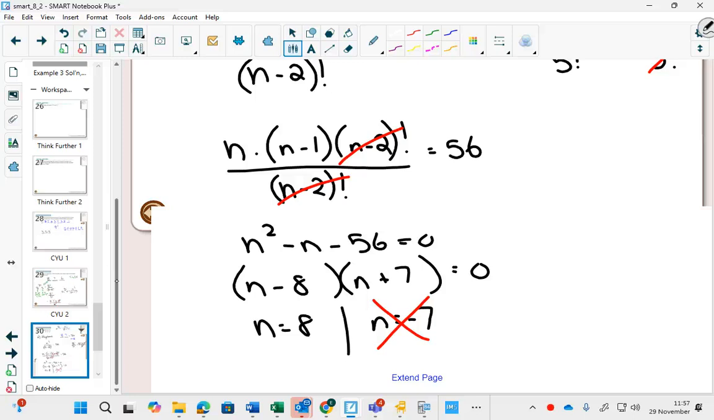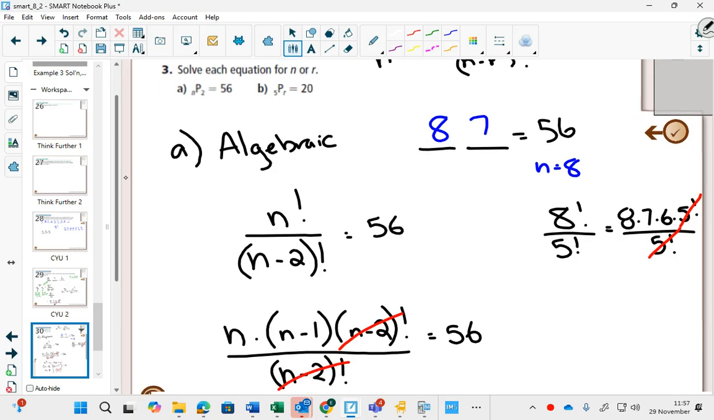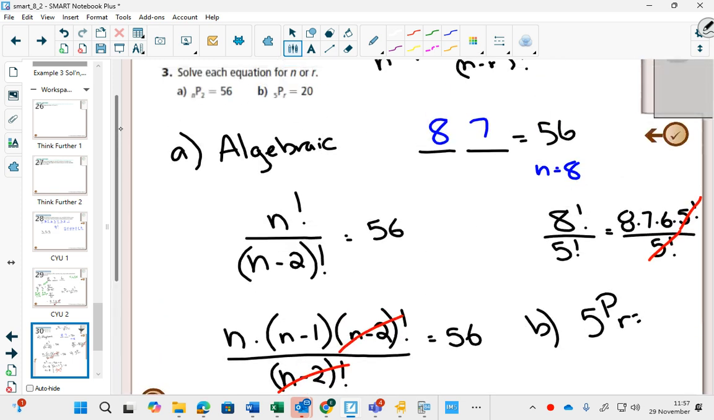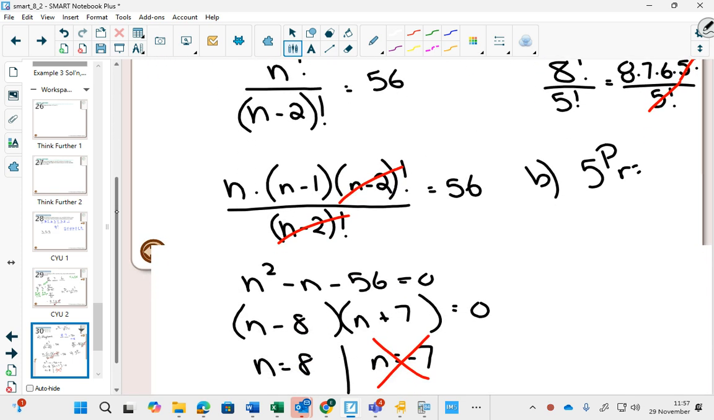But sometimes they'll just say, hey, you know what, actually what's better if we go to B? All right, B here, 5PR equals 20. This would be an example of one where they wouldn't get you to do it algebraically. If they didn't get you to do it algebraically, this is how I would go about doing it.